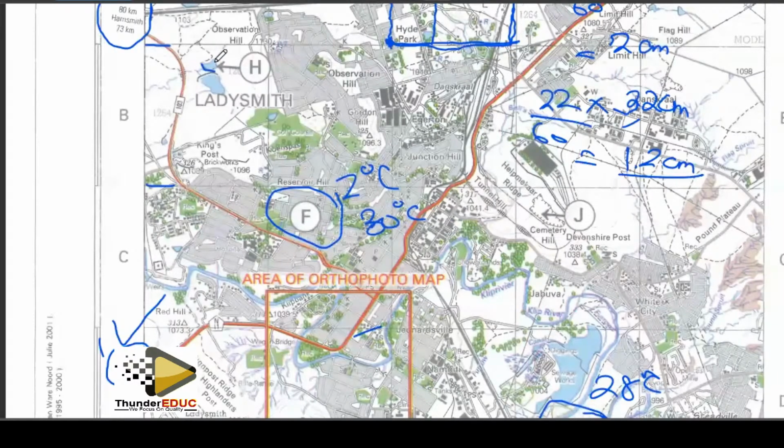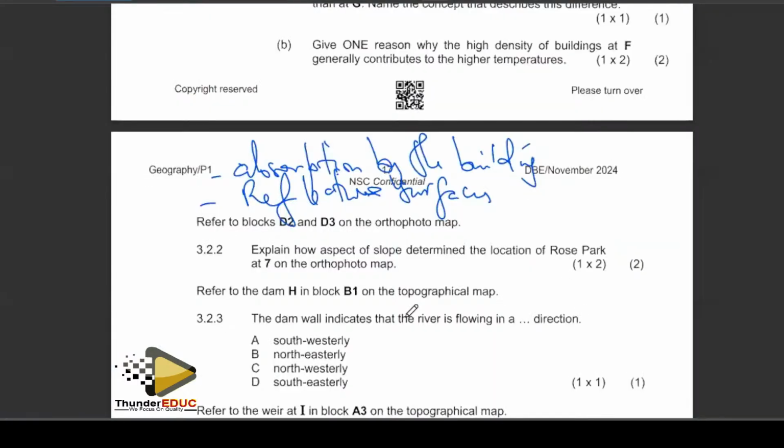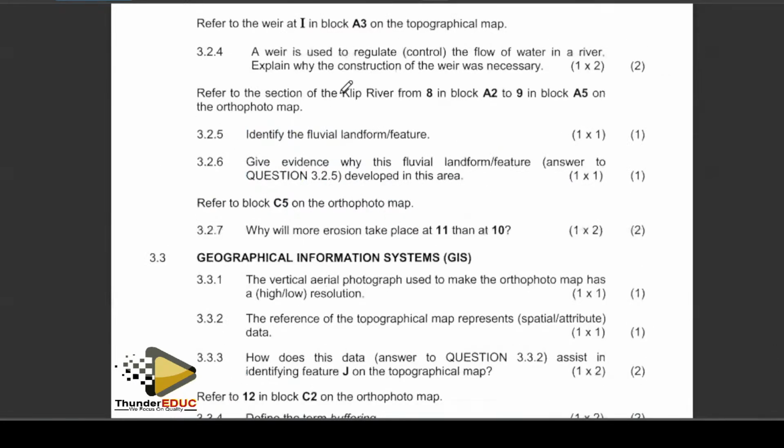Water is captured before the dam wall. So the water is accumulating on this side while the wall is there, which means the river is coming from this direction and going in that particular direction. So our correct response there is A, which is the southwesterly direction. Right. We go on to the next question.